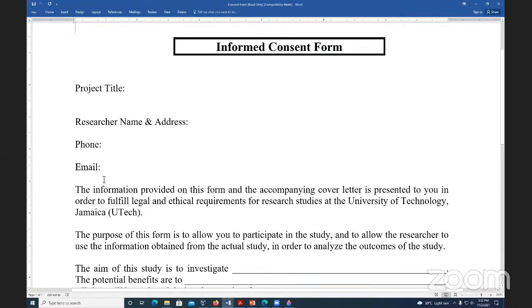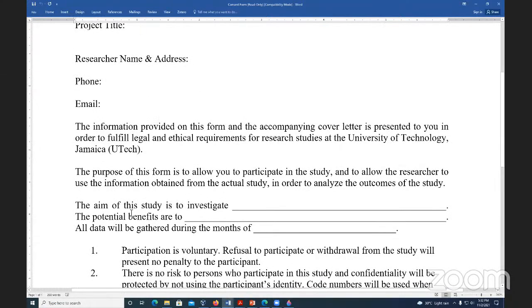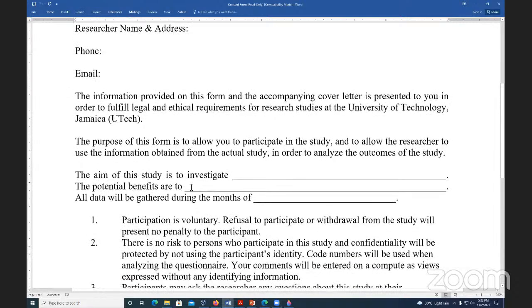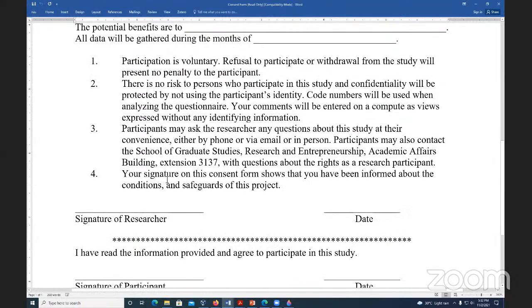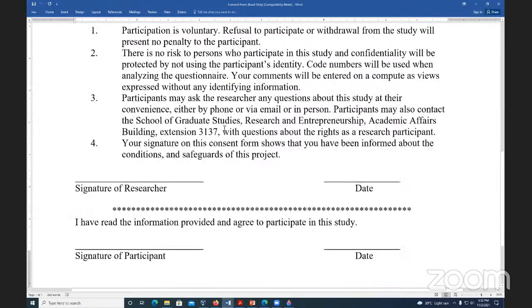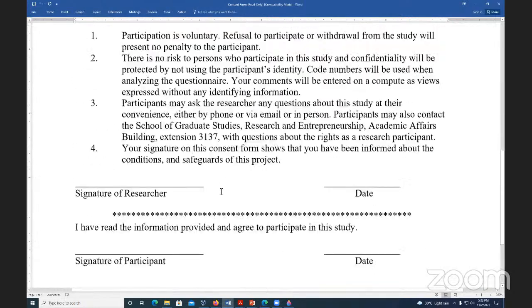This is the UTech form, and the first part just tells you it's a legal and ethical requirement, and then you must fill in the aim of the study. Maybe you have it already, that's the purpose. The potential benefits, hopefully you know the potential benefits. The data will be collected in particular months. And this is the standard, so you don't change this, and that's it.